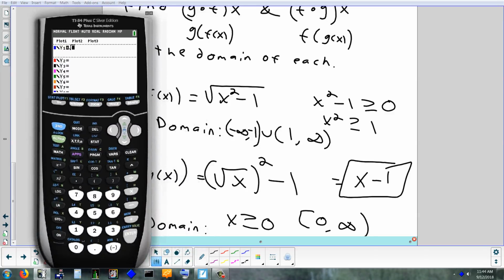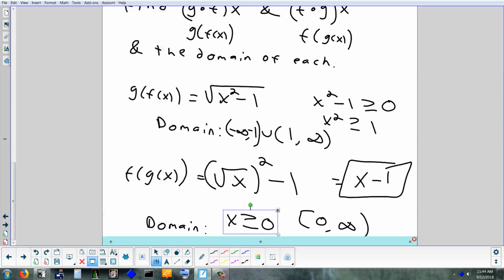Type in the square root of x, put it in parentheses, and square it, and then minus 1. You're not going to get the same answer that you just got. Notice now it does not draw the line in the part of the domain that doesn't exist. It only draws it 0 and up, which is what you're supposed to. So if you cancel a square root, you have to be very careful. Go back to that inside function and check it out.